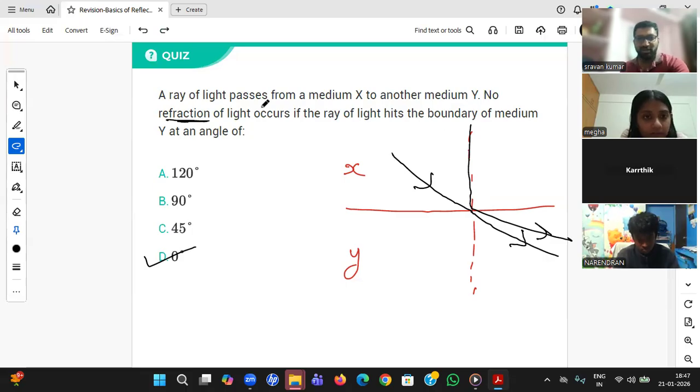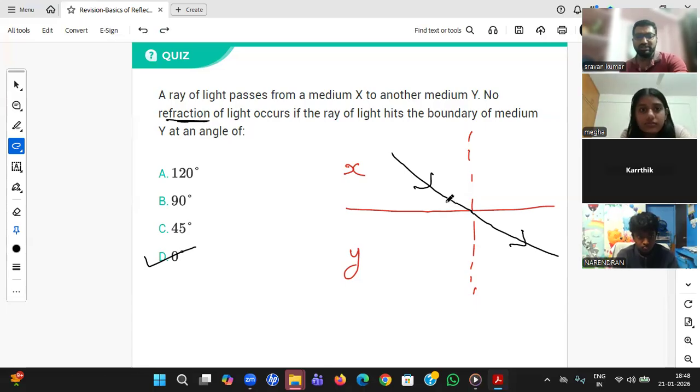But his question is, a ray of light passes from medium X to medium Y. Refraction of light, no refraction of light. So you want to say refraction means it has to be perpendicular, it can't be any other angle. Theoretically you are right, but how can you explain it mathematically or with a formula? That is what I'm asking. So student, this is what the question is. Now the question is, what should this angle be so that it will not be bending? That is the question.